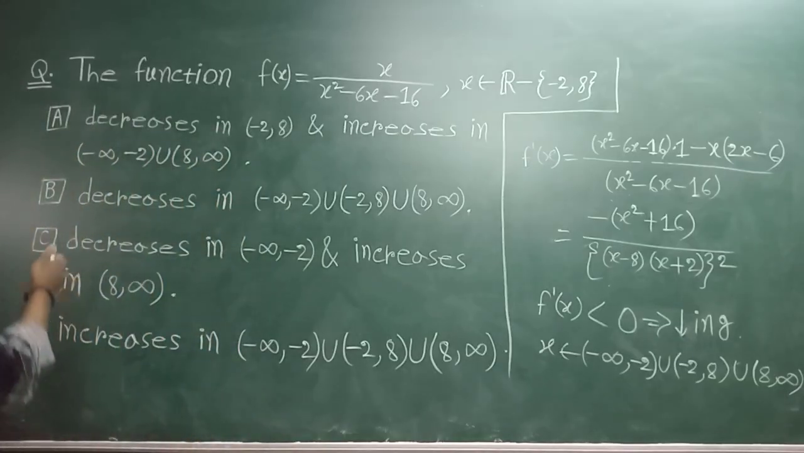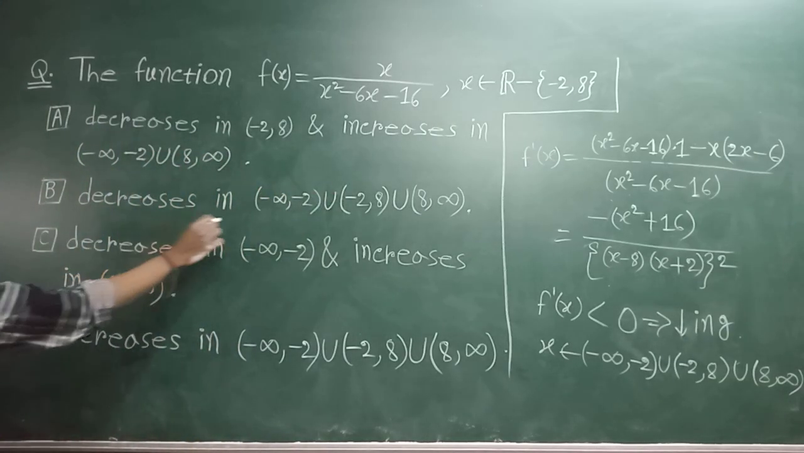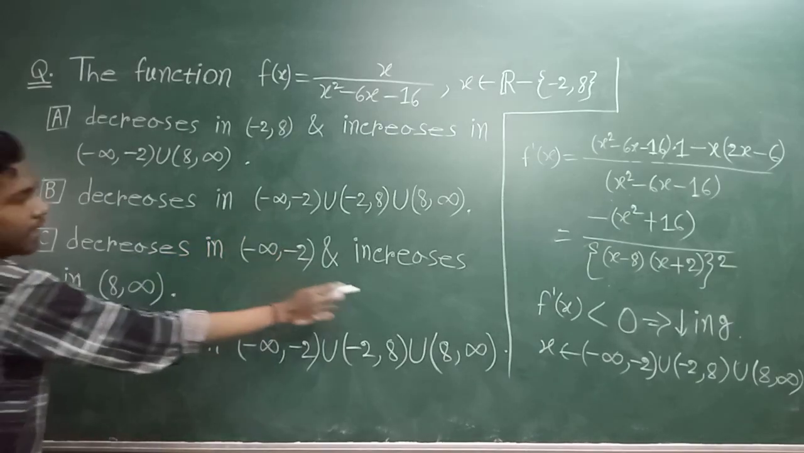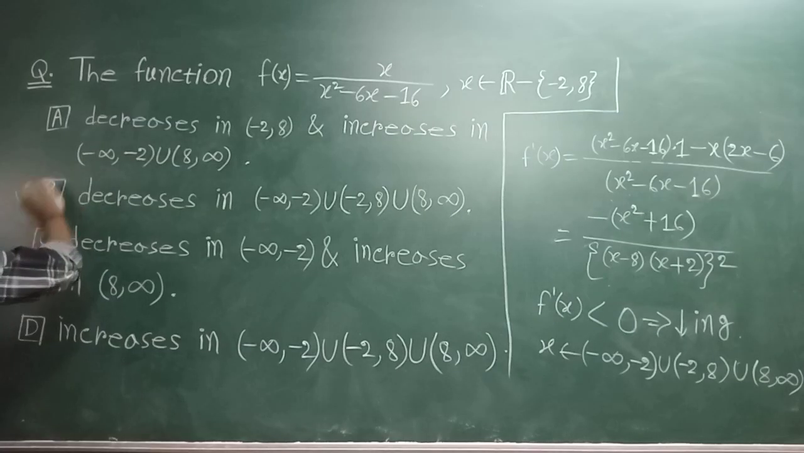So let us take the right answer. Decreases in negative infinity to minus 2, minus 2 to 8, and 8 to positive infinity. So option D is the right answer.